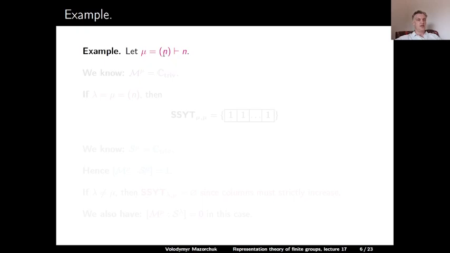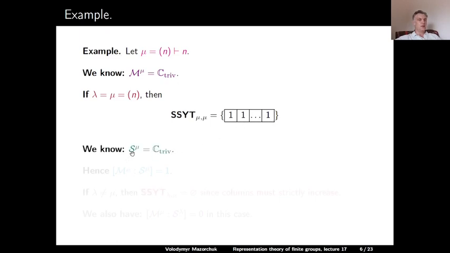Let mu be the partition (n) of n. In this case, we know that the permutation module M^mu is just the trivial S_n module. So if the partition lambda is equal to mu, which is (n), then there is a unique semi-standard Young tableau of shape (n) and content (n), and it is just all ones written in the Young diagram of mu. So we know that the Specht module associated to mu is the trivial module, and so the multiplicity of the trivial module in the trivial module is 1, which is the cardinality of this set SSYT(n).